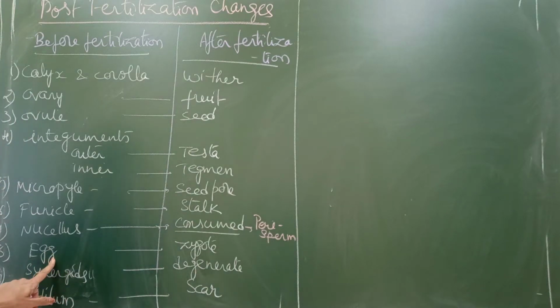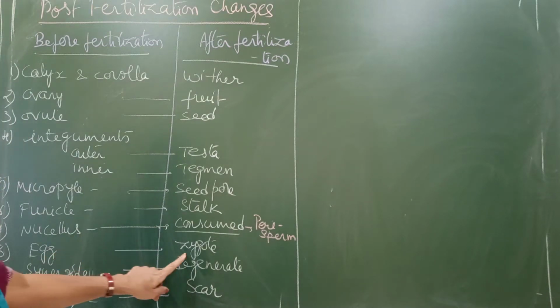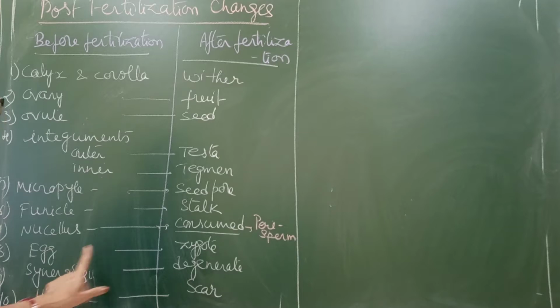The egg cell which is present in the embryo sac will change into zygote, and synergids will degenerate. Hilum will form the scar of the seed.